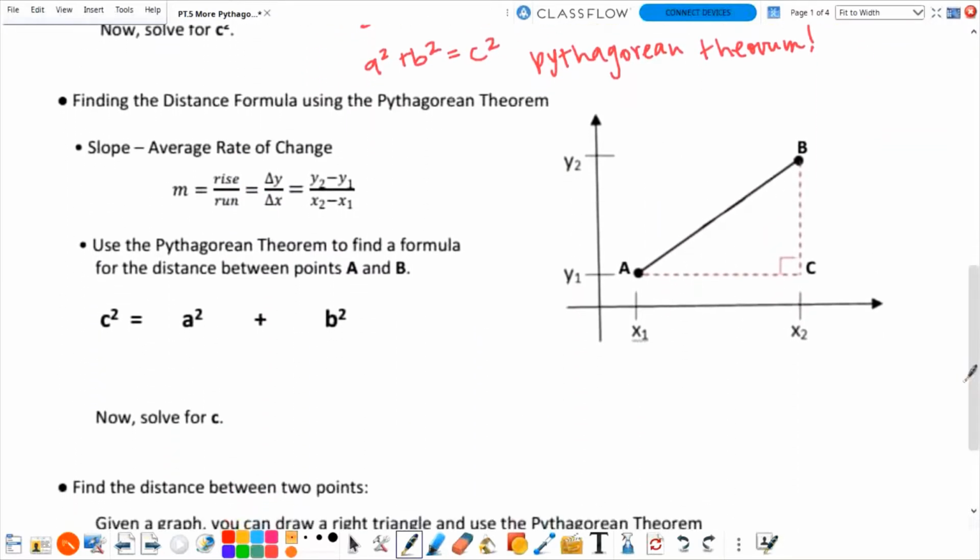All right, so now we're going to talk about finding the distance formula using the Pythagorean theorem. So we know that slope is our average rate of change. So this is rise over run, the change in y over the change in x, and y sub 2 minus y sub 1 over x sub 2 minus x sub 1. This is when you're given ordered pairs.